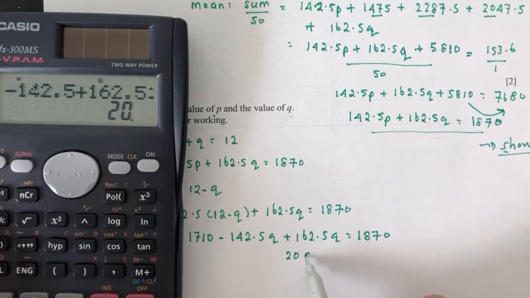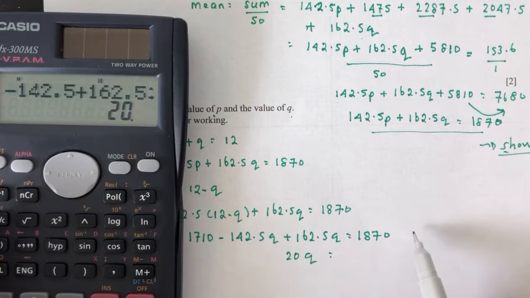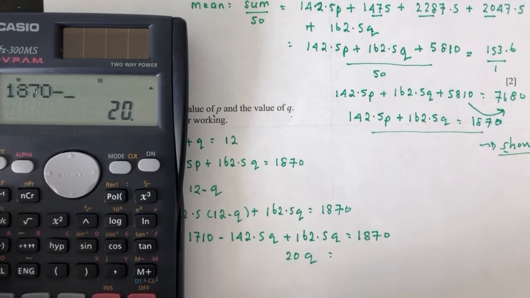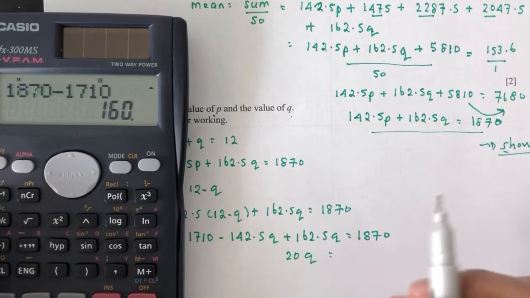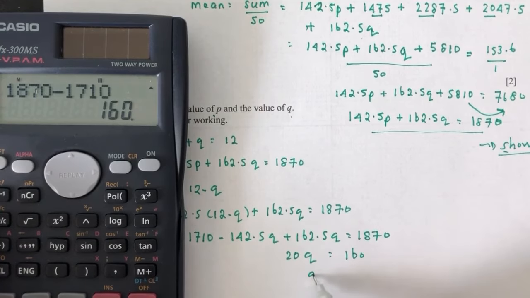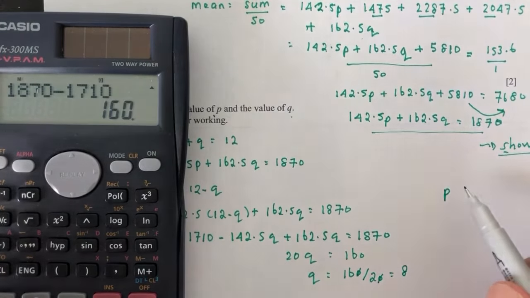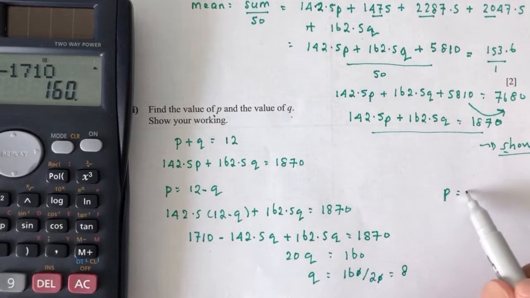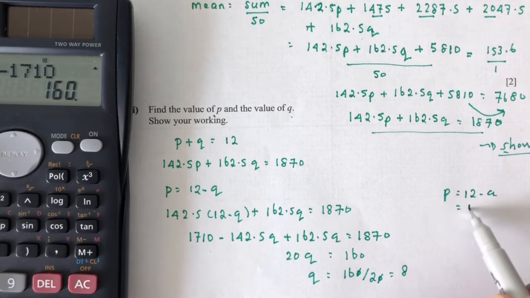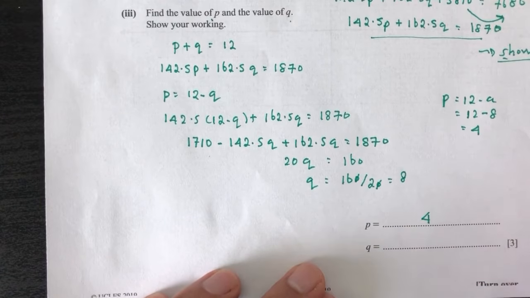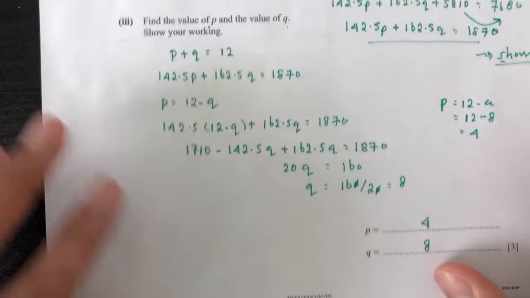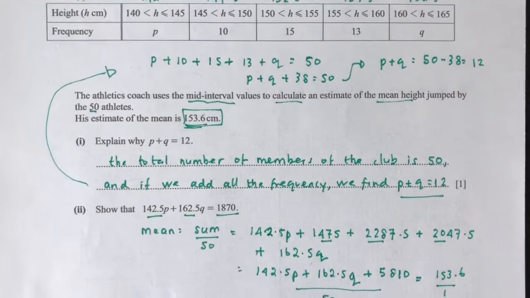So 20Q. We send this one over here. We have 1870 minus 1710, that will be 160. So the value of Q will be 160 divided by 20, that will be 8. And the value of P, as you can see here, P is equal to 12 minus Q, which is 12 minus 8, will be 4. So your answer for P and Q: P is 4 and Q will be 8. And that's it for question number 3.